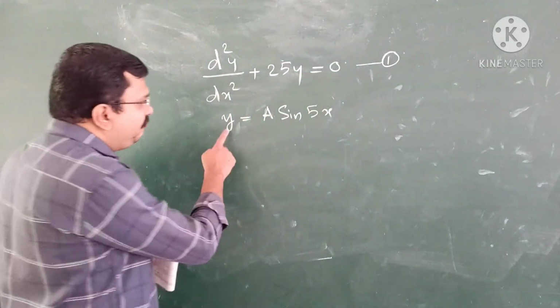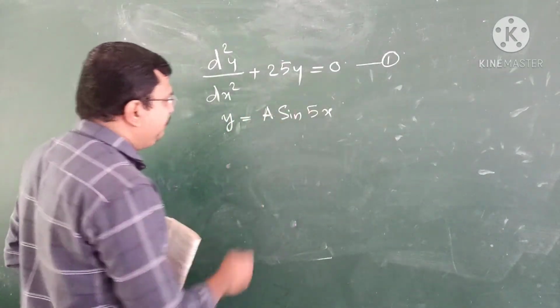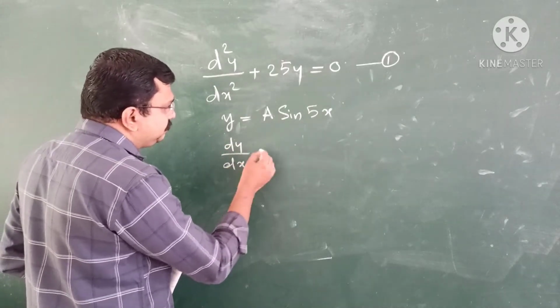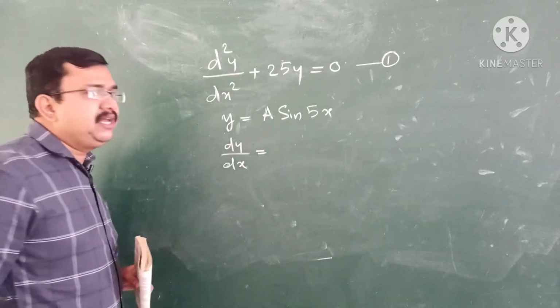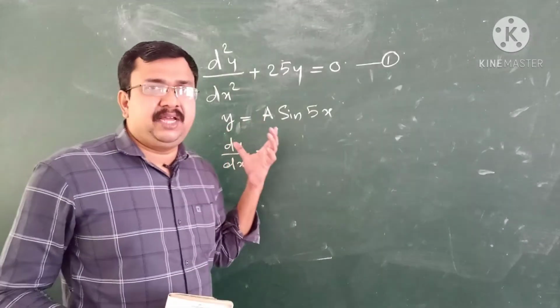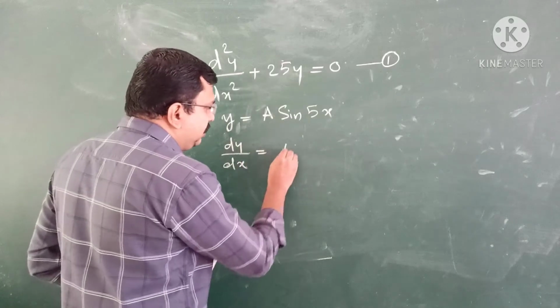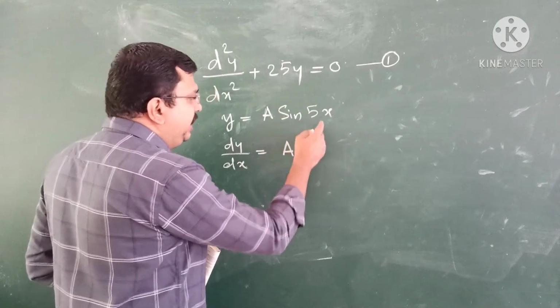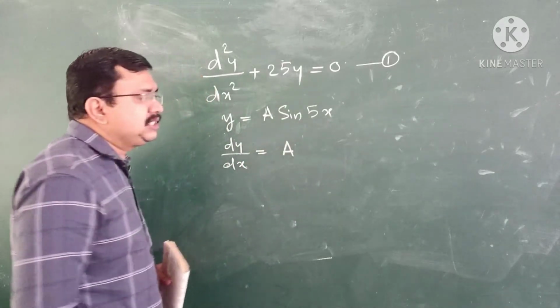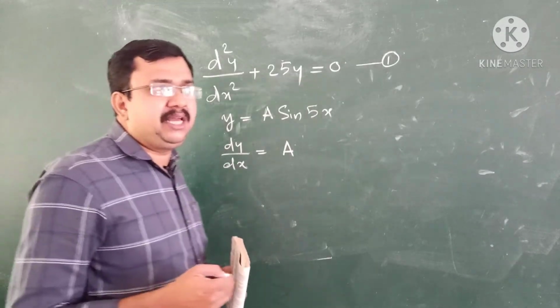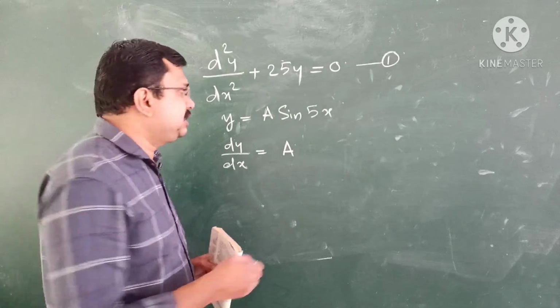Then listen, y equal to A sin 5x. Then what is dy by dx? Dy by dx means the first derivative. Dy by dx equal to A, which is a constant, into d by dx of sin 5x. What is the derivative of sin x? Remember that the derivative of sin x is cos x.